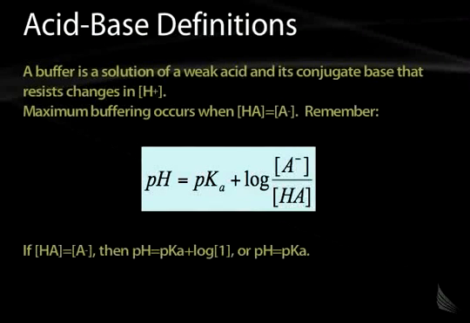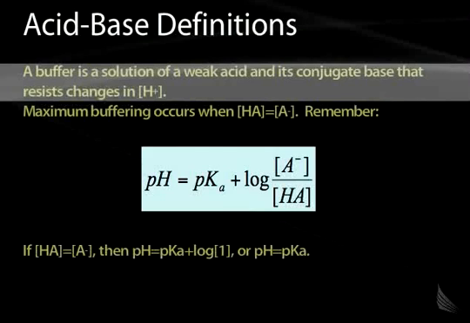Now, one more definition that we need to discuss, and that's the definition of a buffer. This is really important in physiologic systems because buffers allow our bodies to stay at a constant pH, and we'll discuss that more in a few minutes. But a buffer is defined as a solution of a weak acid and its conjugate base that has a tendency to resist changes in proton concentration.